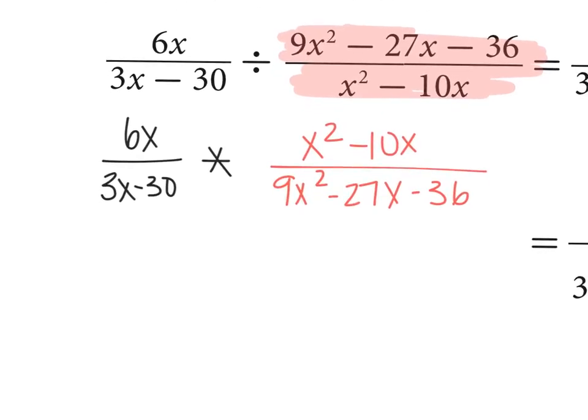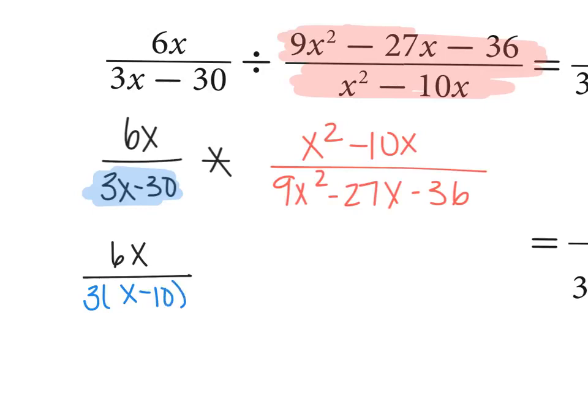So now I need to multiply. Well, this is just like everything else we did before spring break, so we need to figure out our factors. Okay, can we factor 6x? No, so that's going to stay the same. So we're still going to have 6x over, can I factor 3x minus 30? What can you do? Take out a 3. When we take out the 3, it doesn't disappear. Where does the 3 go? Outside the parentheses, because we're factoring it out.